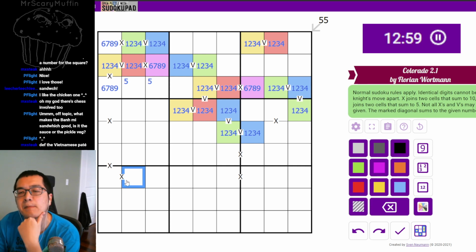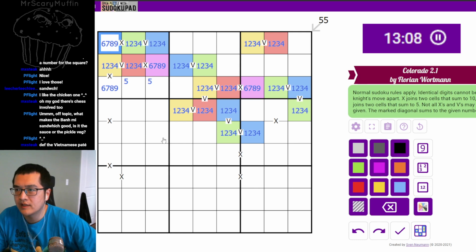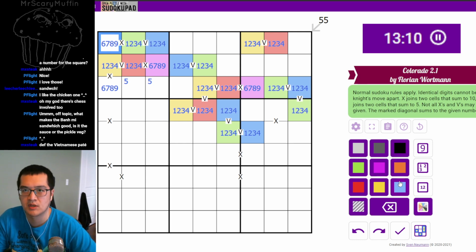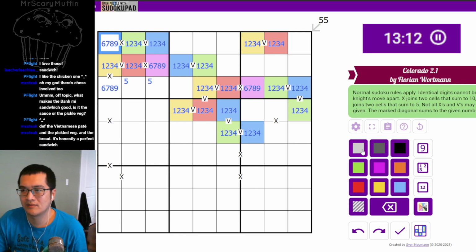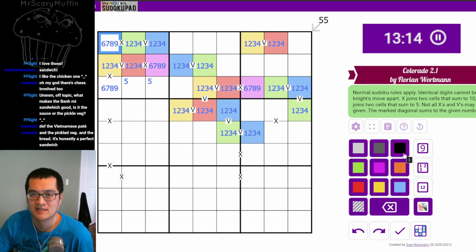I'm kind of hesitant to mark this with a color yet. They need to expand their color swatches because having light gray, dark gray, and black as 3 options doesn't really help.